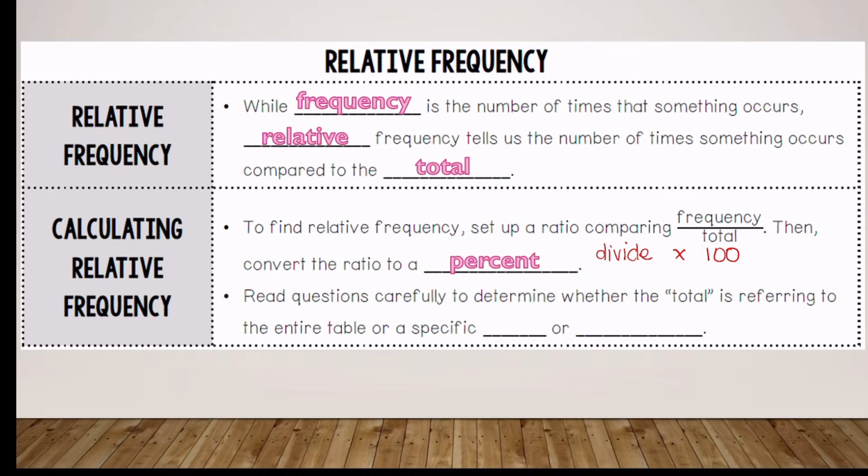Now we have to read very, very carefully to determine whether the total is referring to an entire table or a specific row or sometimes a column. So we have to be careful. We have to read. That's why I've been giving you things the way I've been giving them to you, so it's forcing you to slow down and read.